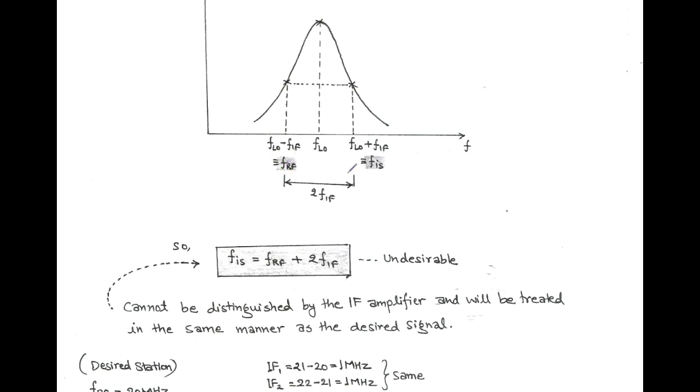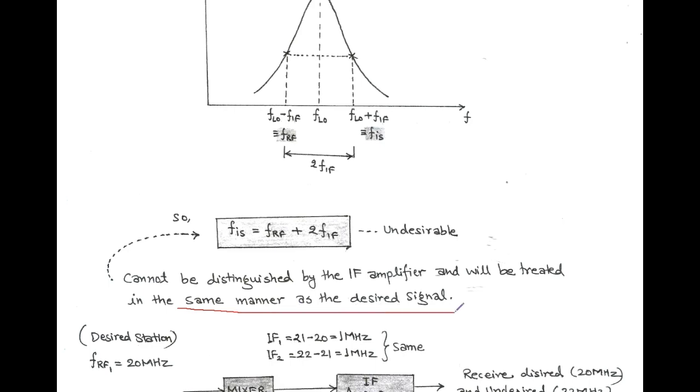And the difference between image signal and radio frequency is twice the intermediate frequency. And accordingly, the image signal, that is FIS, is equal to local oscillator frequency plus intermediate frequency. Also we can write image signal frequency is equal to radio frequency plus twice the intermediate frequency. And this image signal is undesirable as it cannot be distinguished by the IF amplifier, and it will be treated in the same manner as the desired signal, that is radio frequency.